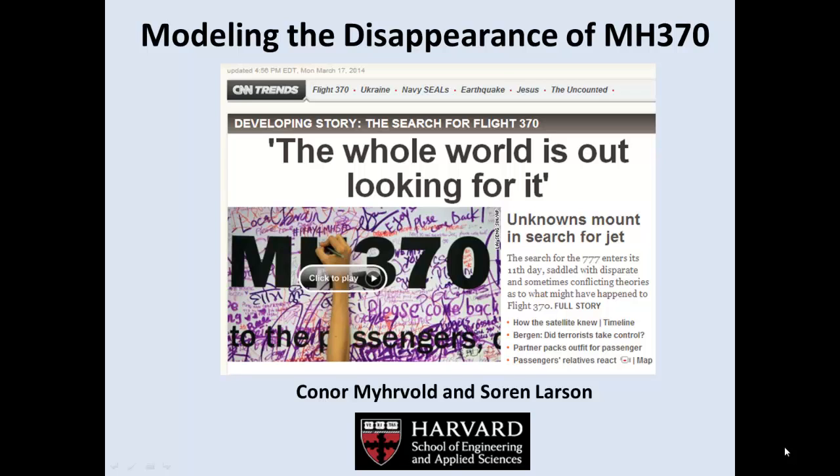We are Conor Myhrvold and Soren Larson, Harvard graduate students in a new computational science and engineering master's program. We study how to use computers to solve math and statistics problems that arise in science and engineering, and now, to an increasing extent, to business as well.